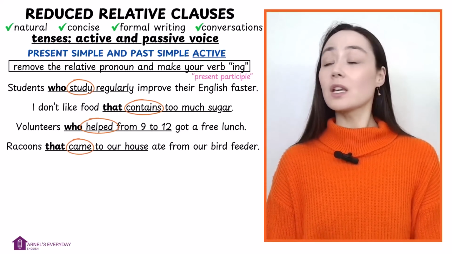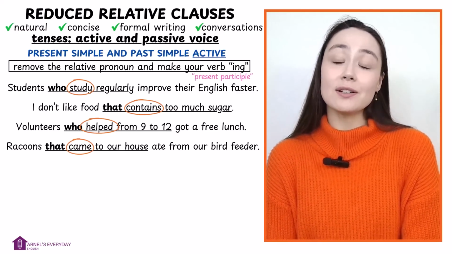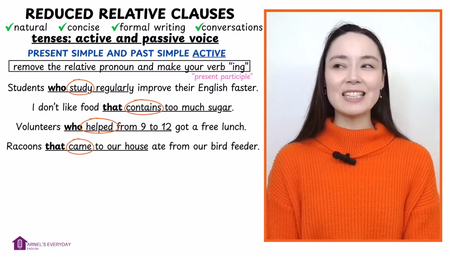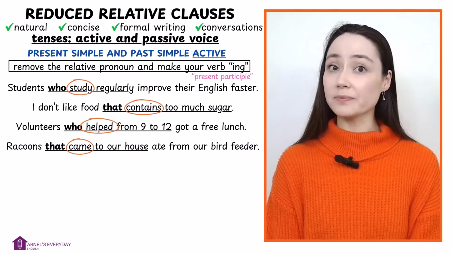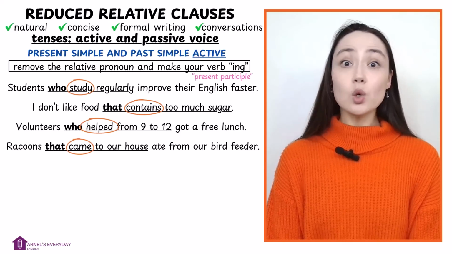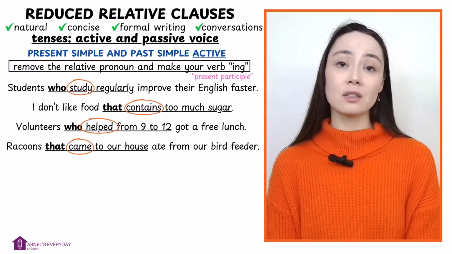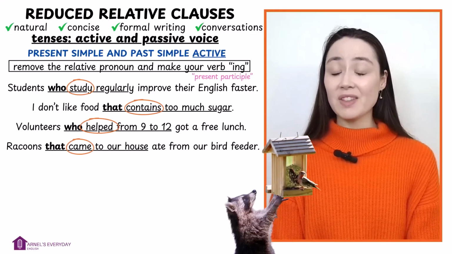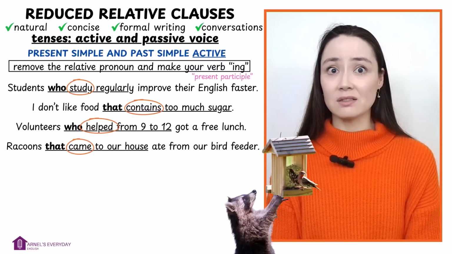You can see the first two are the present simple and the second two are past simple. Students who study regularly improve their English faster. I don't like food that contains too much sugar. Volunteers who helped from 9 to 12 got a free lunch. Raccoons that came to our house ate from our bird feeder.